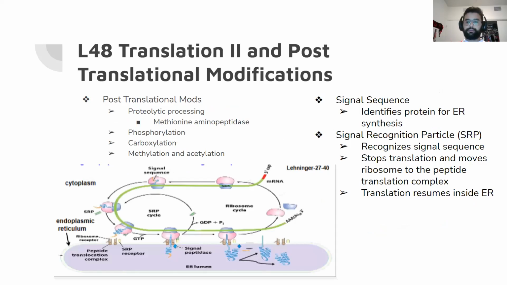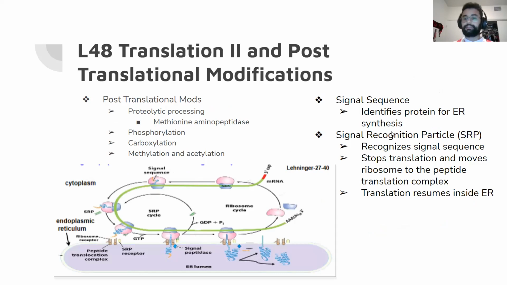So what are some of our post-translational modifications? We can have proteolytic processing. We talked about a methionine aminopeptidase in the beginning of this course, so basically breaking apart our proteins. We can phosphorylate it, carboxylate it, methylate it, and acetylate it.